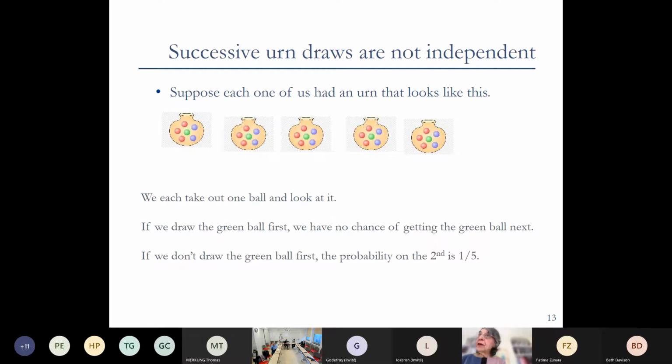But an important thing is that these successive urn draws are not independent. If we take out 1 ball and look at it, if we draw the green ball first, we know that we have no chance of getting a green ball on the second draw because there's no green ball left. And if we don't draw the green ball first, the probability on the second is 1 out of 5. So they're not independent. They were identically distributed, but they're not independent. Next slide.